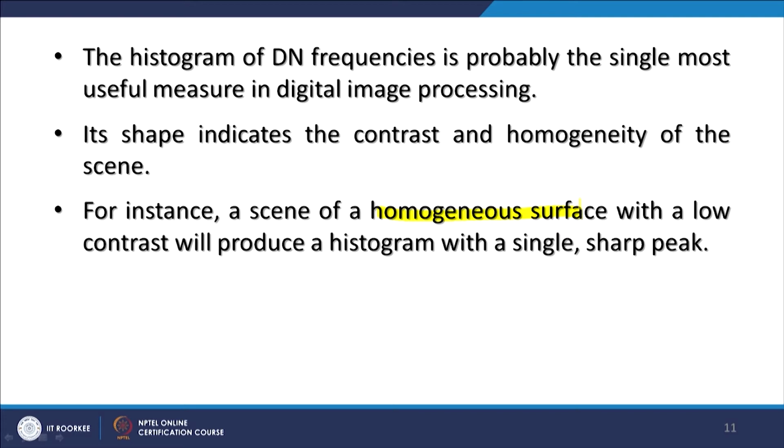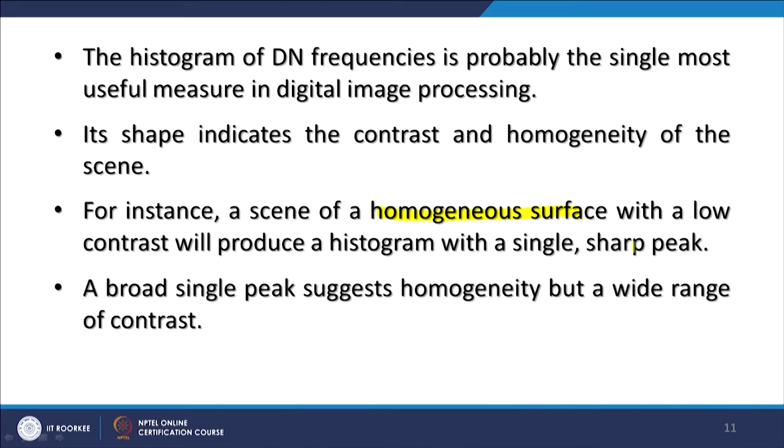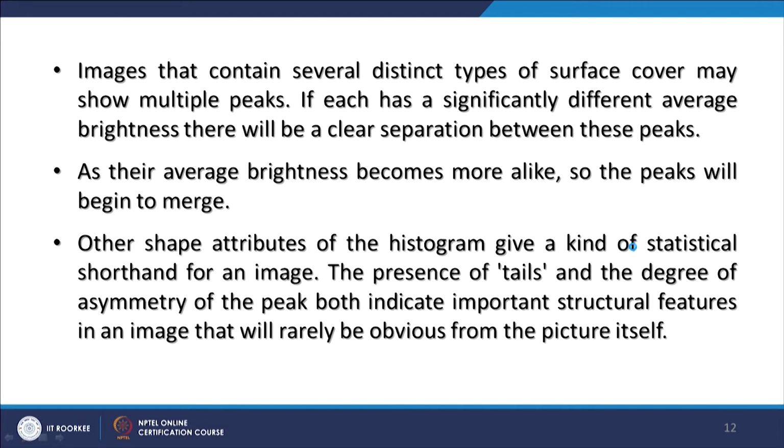So, if a scene is a homogeneous surface like a desert, a snow covered area or ice shield areas, a low contrast will produce a histogram with a single sharp peak. And if you are having a single broad peak, which suggests homogeneity but a wide range of contrast. So, a histogram tells lot many things. That is why I have been saying that histogram is important.